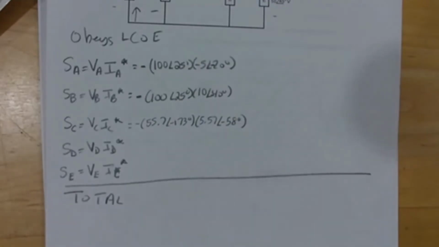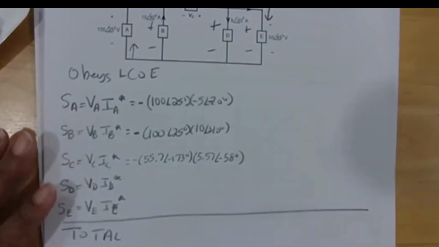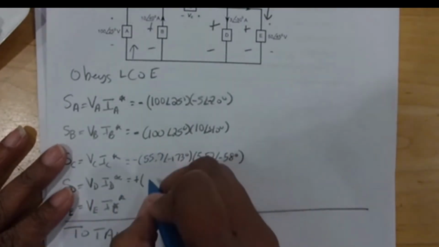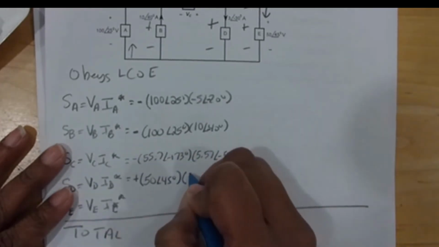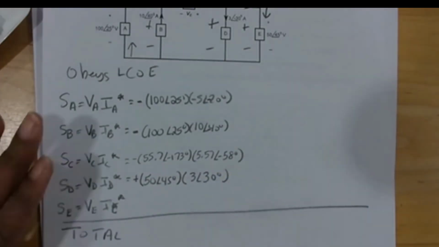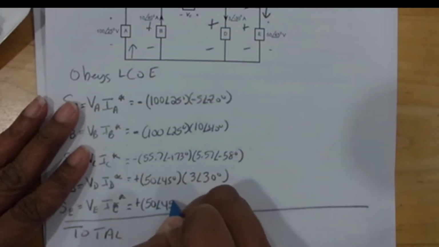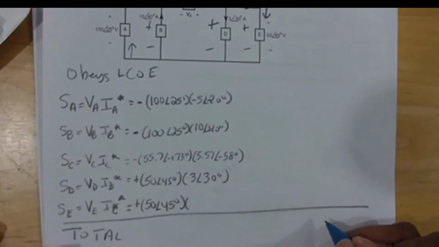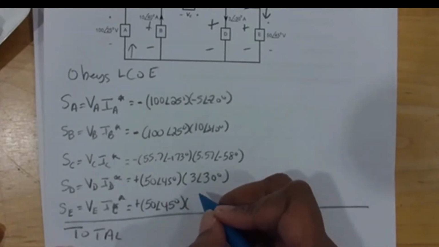Then we're going to do VD here. The current now goes in at the plus, so this is going to be positive. The voltage, 50 with an angle of 45 degrees, and the conjugate of the current is 3 with an angle of positive 30 degrees. And then VEIE is also positive 50 with an angle of 45 degrees, and the conjugate of the current for IE is 6.23 with an angle of negative 87 degrees.